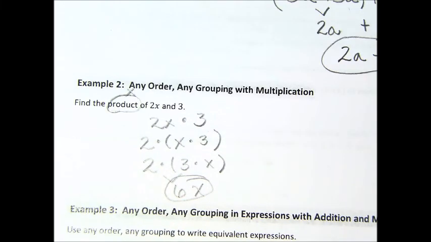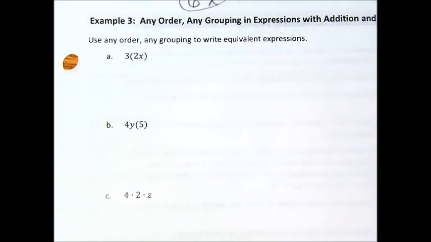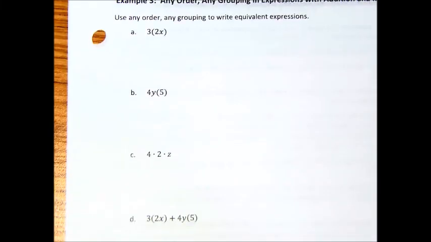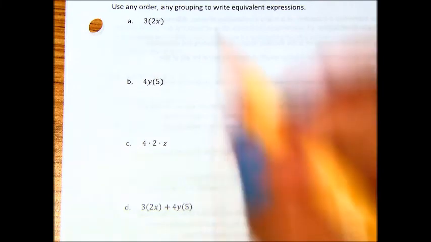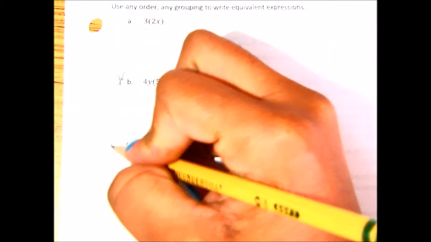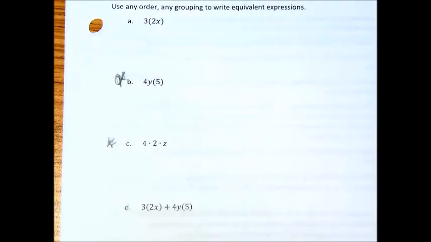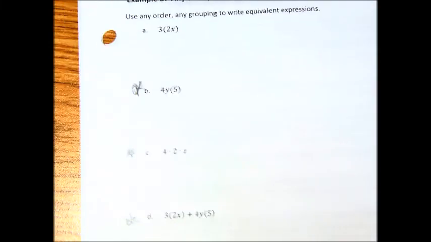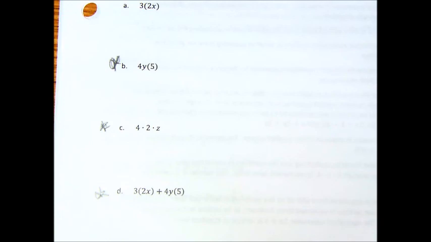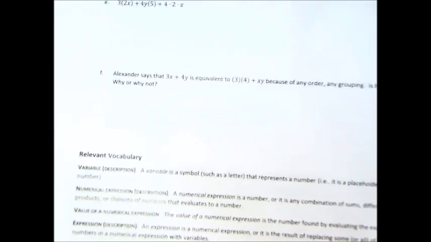Let's do another check for understanding. In example 3, you have a few examples you can do on your own. Please use any order, any grouping to rewrite the equivalent expressions for B, C, and D. Again, I'll be checking for these on your notes when you turn in this packet at the end of class.